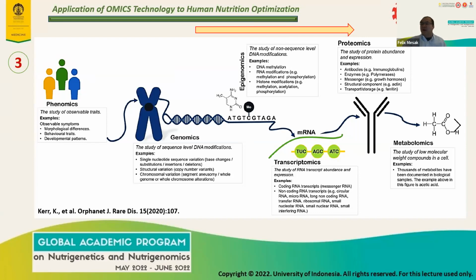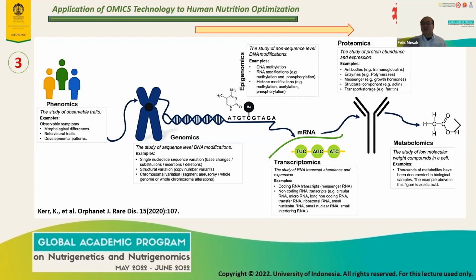So this is the study of RNA transcript abundance and expression. For example, coding RNA transcript such as messenger RNA, non-coding RNA transcripts such as circular RNA, microRNA, long non-coding RNA, transfer RNA, ribosomal RNA, small nuclear RNA, small interfering RNA, numbers of species of RNA.